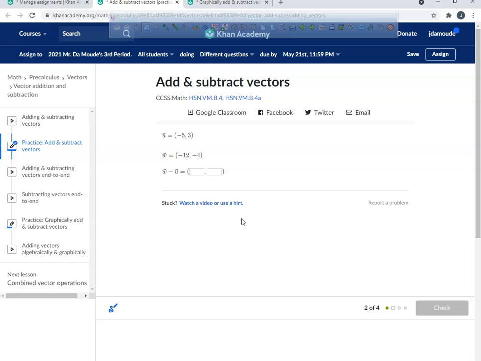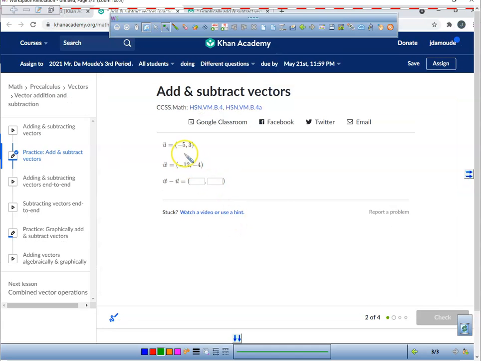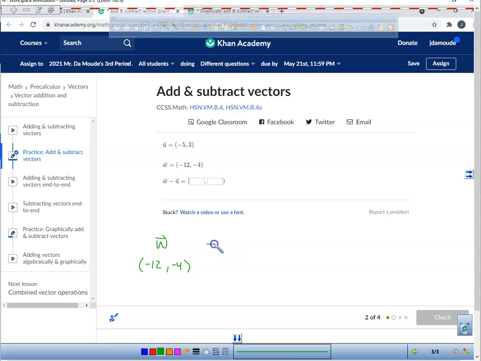So check this out. Now we're not adding them. What are we doing? Subtract. This is where students will mess up. Remember, order matters. It says vector W minus vector U. So I have to take vector W, which is -12 and -4, and I have to take away vector U. And vector U is -5 and 3.